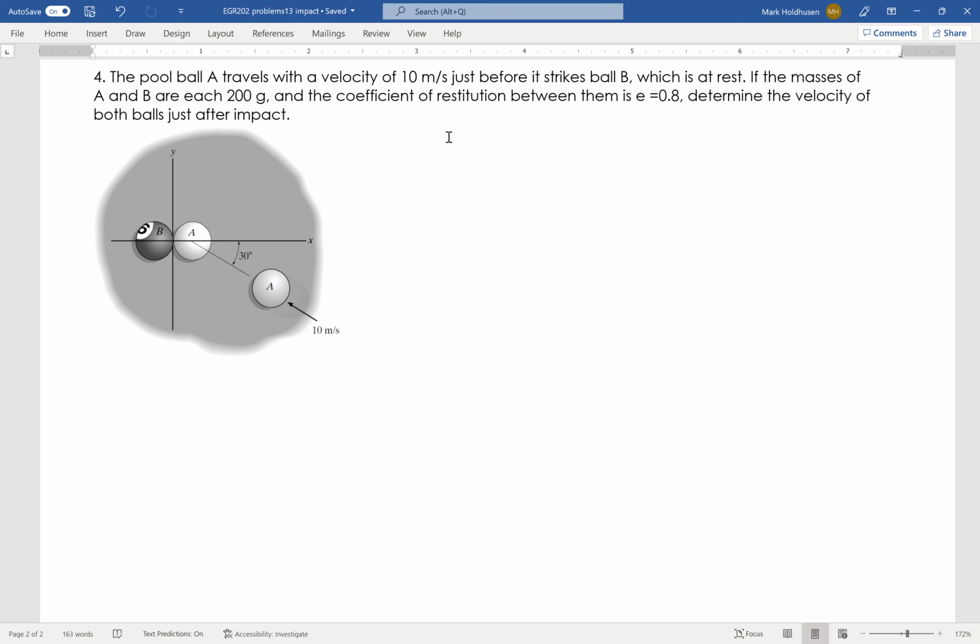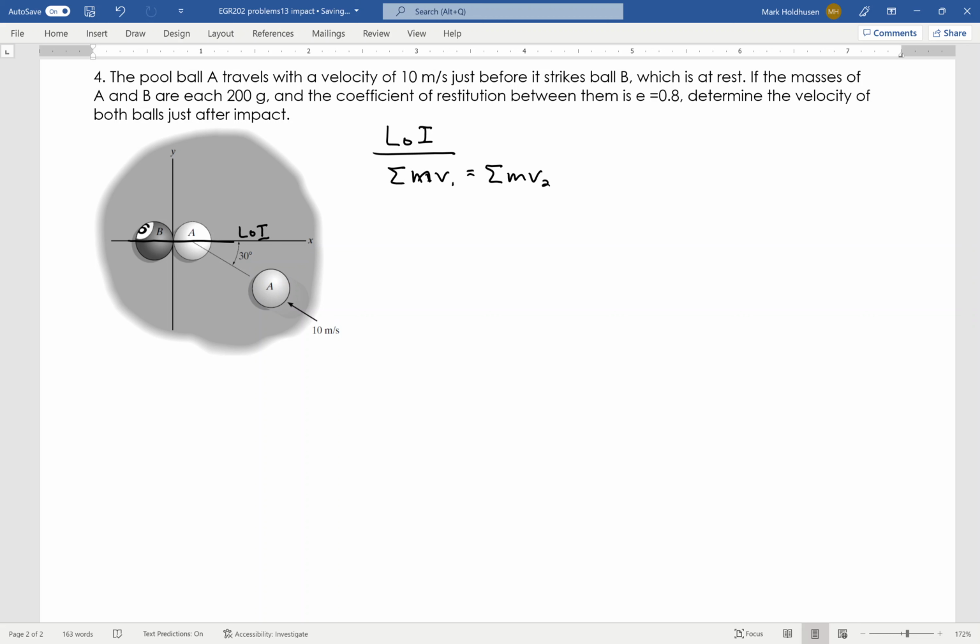Okay, I know the coefficient of restitution, velocity, masses, all that good stuff. So first thing I want to recognize is that my line of impact is essentially my x direction. Okay? And again, along the line of impact, two things are true. The conservation of momentum for the entire system is true. Okay? So we'll start with that one.